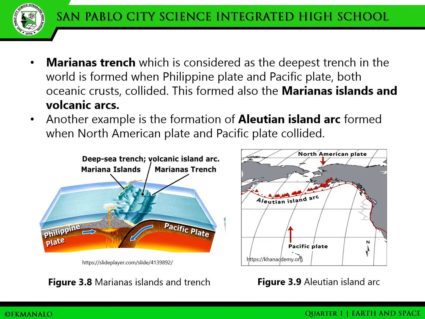There are other trenches and volcanic island arcs in the world which are products of oceanic convergent plate boundary. Some of those are the following: Marianas Trench, which is considered as the deepest trench in the world and is formed when Philippine Plate and Pacific Plate, both oceanic crusts, collided. These formed also the Marianas Islands and volcanic arcs. Another example is shown in the picture. The formation of the Aleutian Island arc formed when North American Plate and Pacific Plate collided.